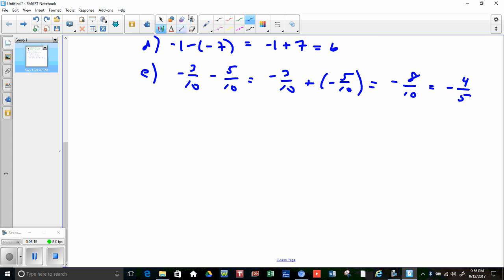It could be given to us in word form. That's 2 actually, sorry. It could say subtract, what are we going to subtract here? 8 from negative 4.